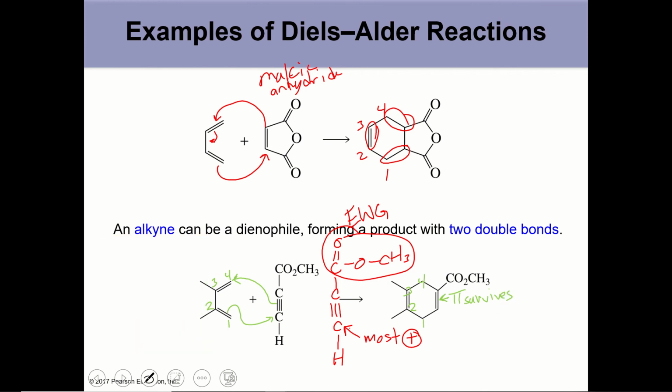And I'll circle the new bonds. The new sigma bonds are here and here. And then, of course, we had the new pi between carbons 2 and 3.